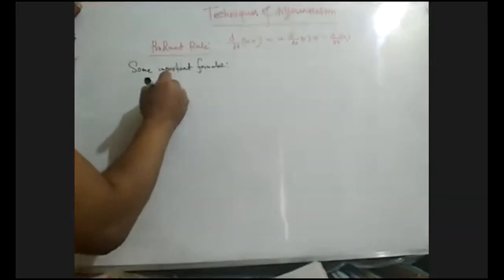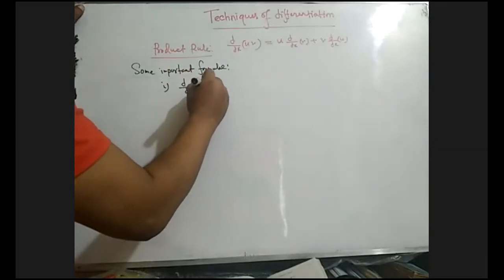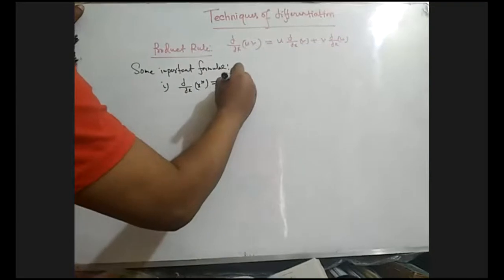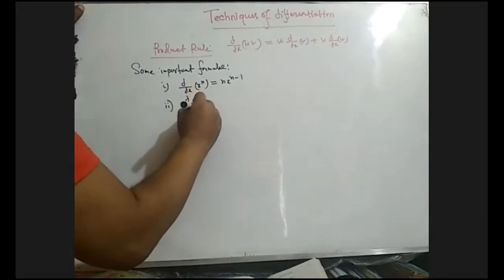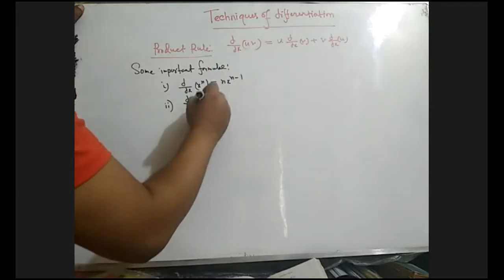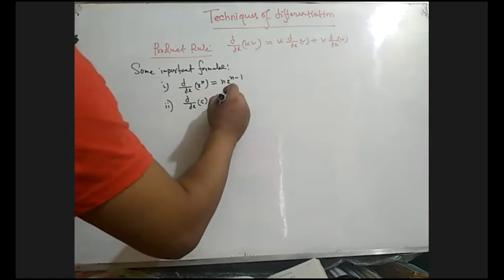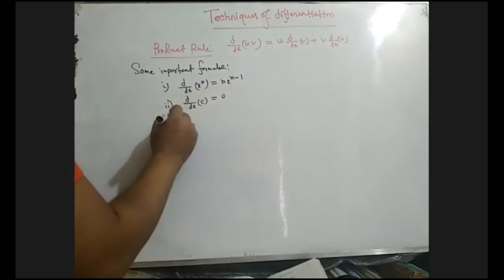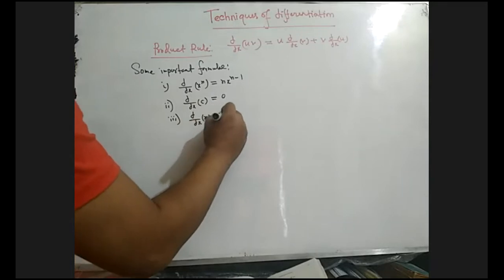First formula will be d/dx of x to the power n equals n times x to the power n minus 1. This is the power rule. Second formula will be the constant rule. d/dx of a constant will be what? 0. Third rule, differentiation of x with respect to x will be only 1.